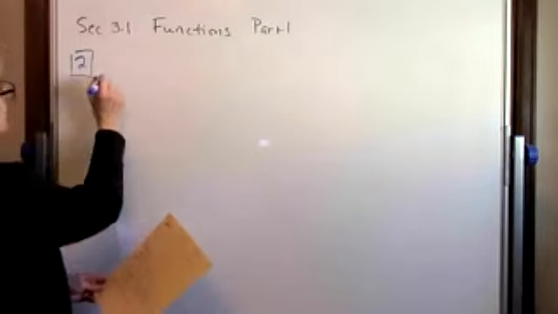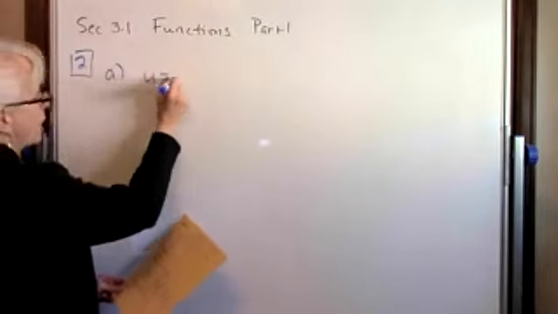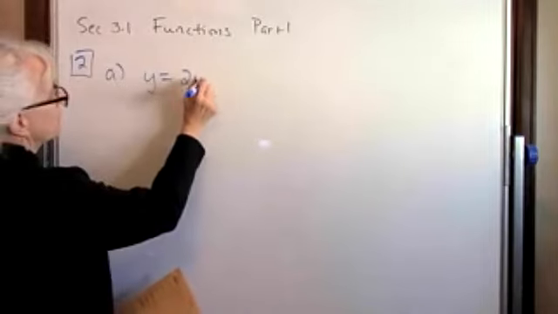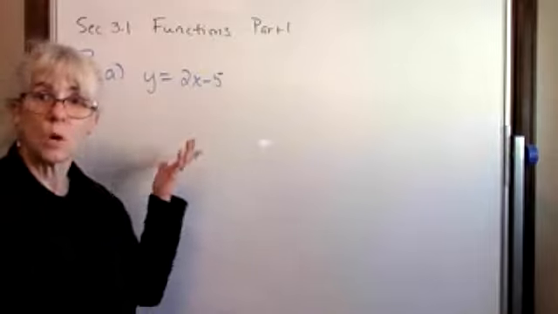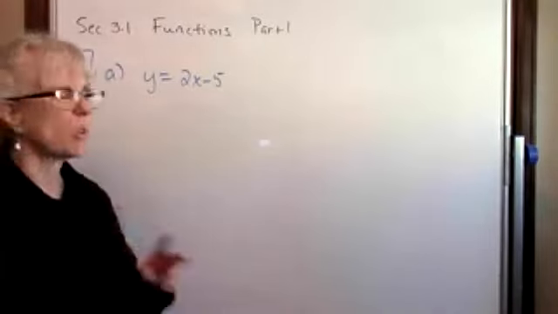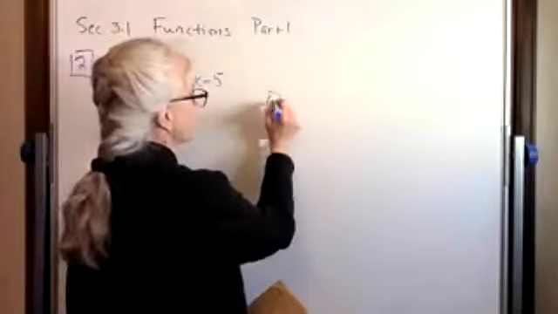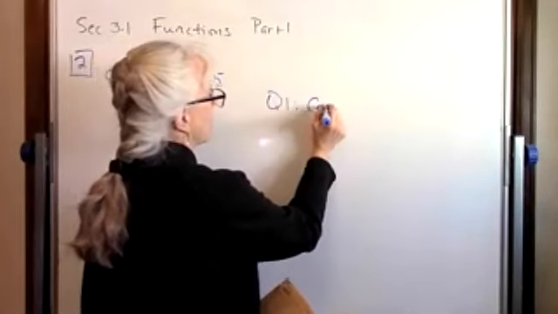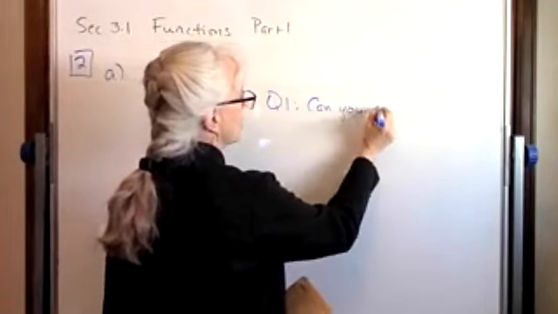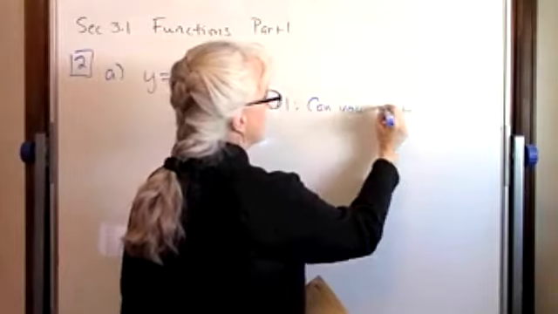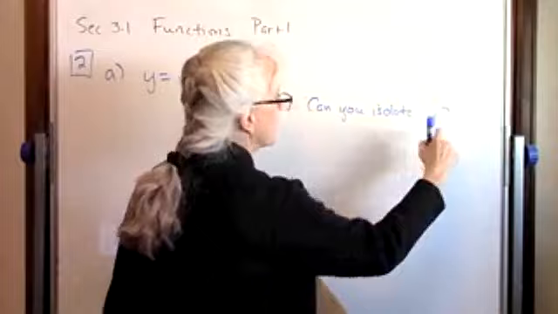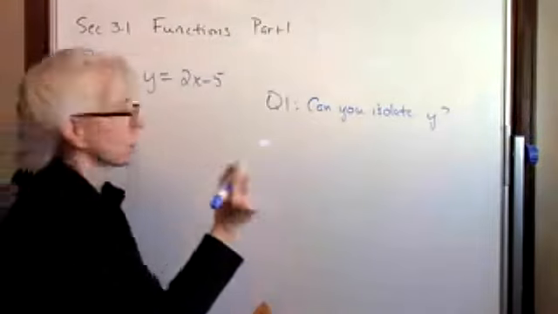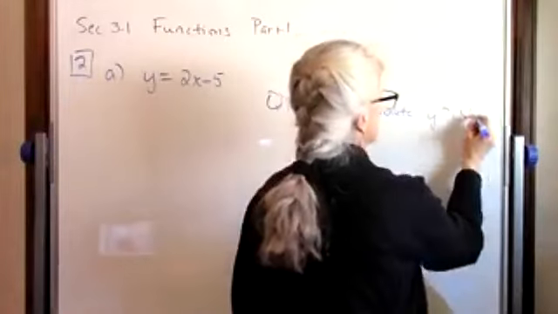And the very first one says y is equal to 2x minus 5. So to answer this question on whether or not this relation, this equation is a function, you have to ask yourself 2 questions. So the first question, first of all, is can you isolate y? So can I get y all by itself? Well, in this equation, it's already by itself. So that answer would be yes.